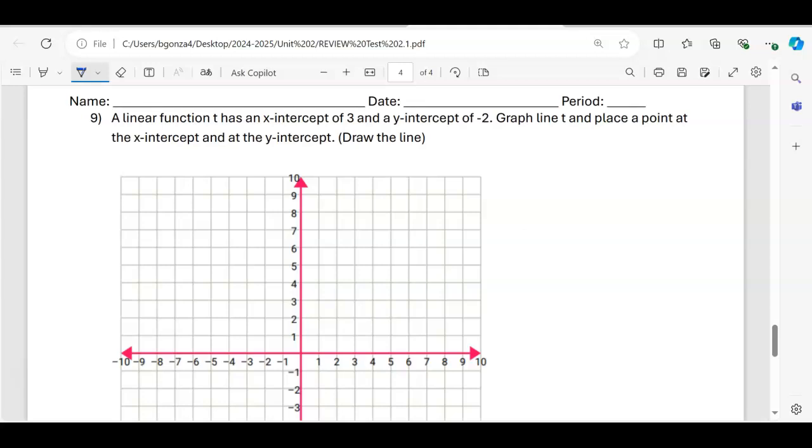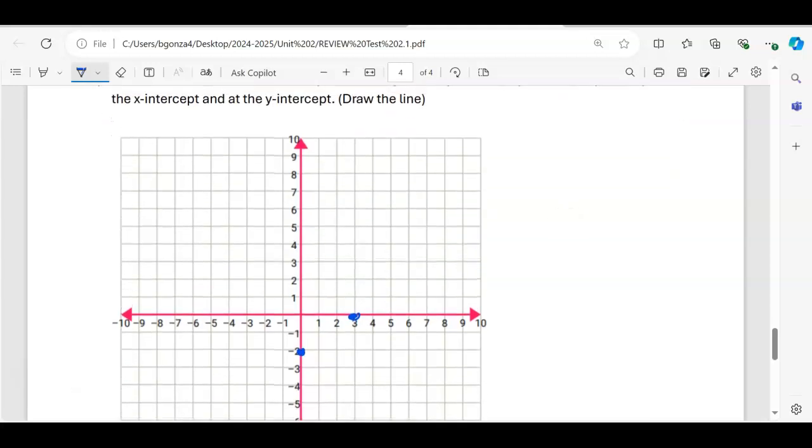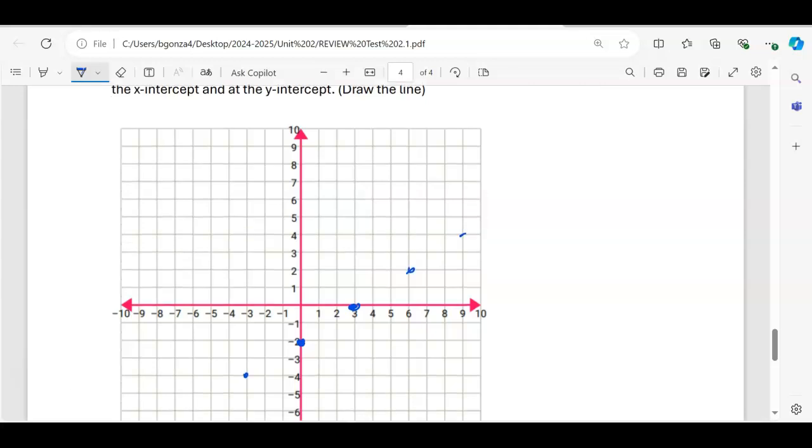Okay, linear function has an x-intercept of 3, so 3 on the x. Y-intercept of -2, -2 on the y. Again, you click those two, it should do the line for you, but you should be able to graph this line.